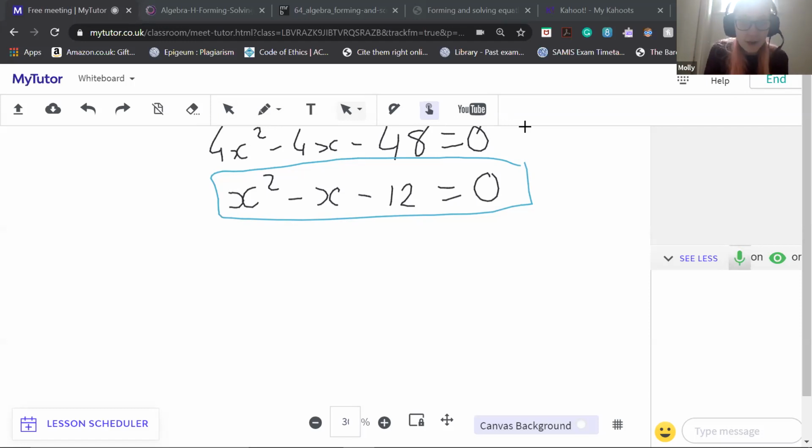So we want to factorize x squared minus x minus 12. So what do you think you get when you factorize this?